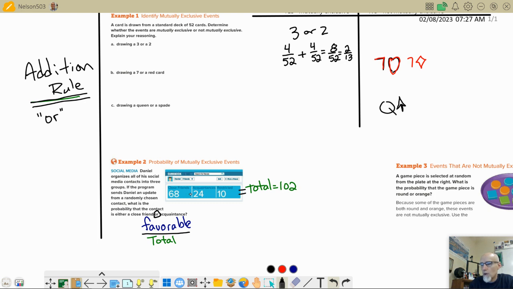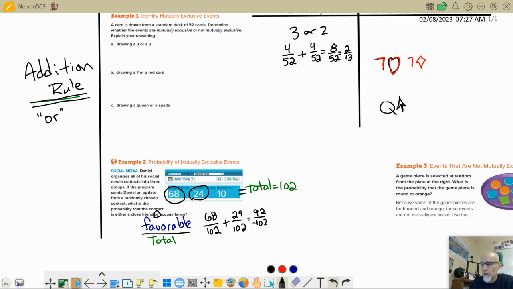Okay, so close friend right here, close friend would be 68 out of 102. And acquaintance is 24 out of 102. Okay, so when I add those two together, I end up with 92 out of 102. Then I reduce my fraction down.